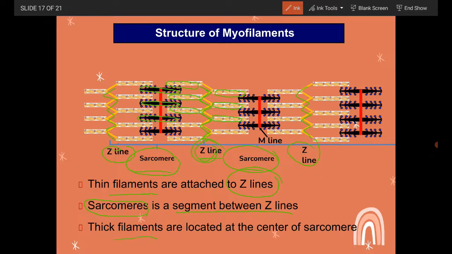Thick filaments are located at the center of the sarcomere. So if we see the structure of the sarcomere, it is located between two Z lines. And inside the sarcomere, there are thin filaments and also thick filaments. Thick filaments are located at the center of the sarcomere.